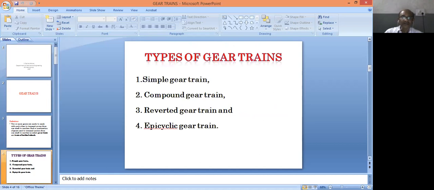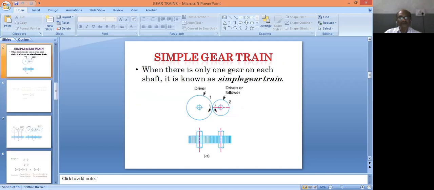Now there are basically four types of gear trains. One is a simple gear train, second is the compound gear train, third is the reverted gear train, and fourth is the epicyclic gear train. Let us discuss them one by one. First, the simple gear train. Just look at the diagram.